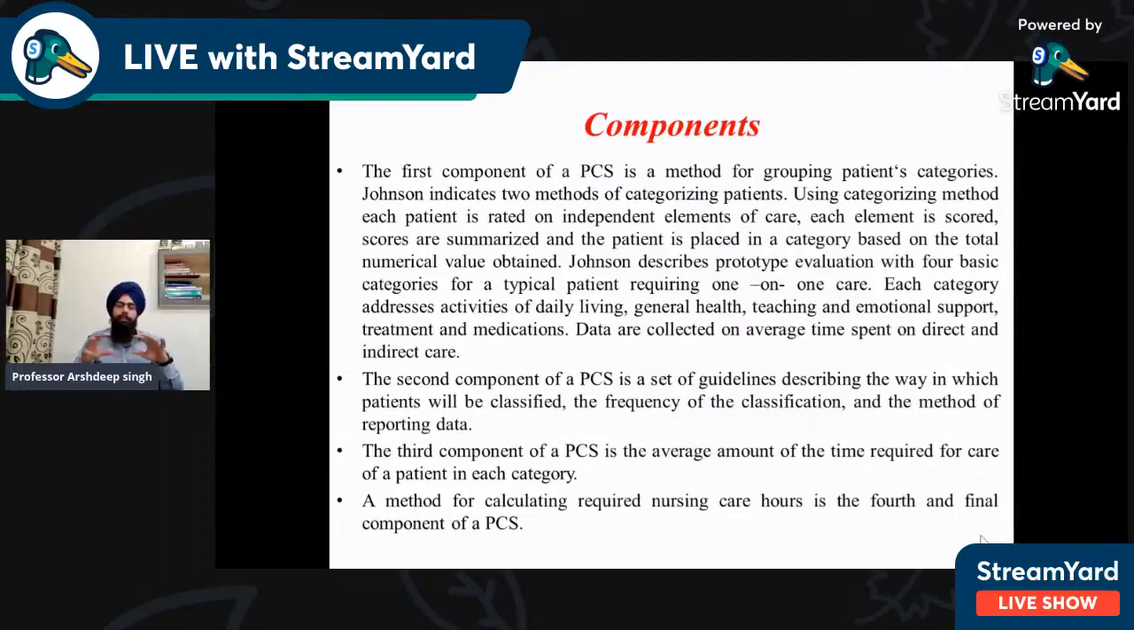Firstly, we will categorize the patients according to their needs. So there is a table. I will explain it in the next slide: how we can categorize the patients under the PCS.